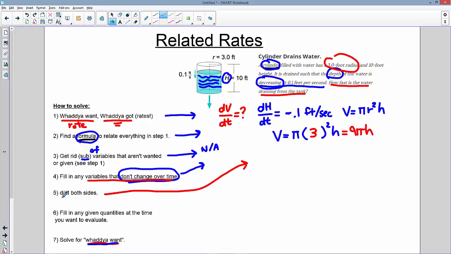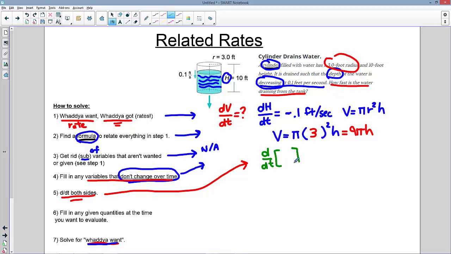Step 5 says d/dt both sides, because remember, we're looking for rates with respect to time. So everything is changing over time. So we're not going to d/dx both sides. We're going to d/dt both sides. Okay? So I'm going to d/dt.